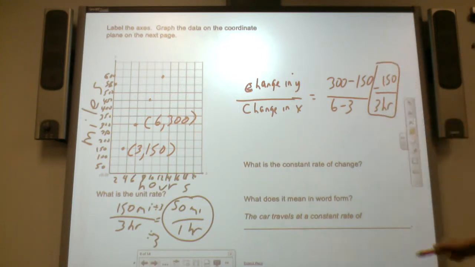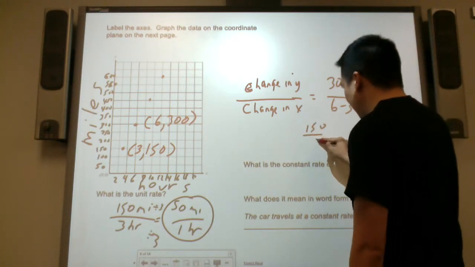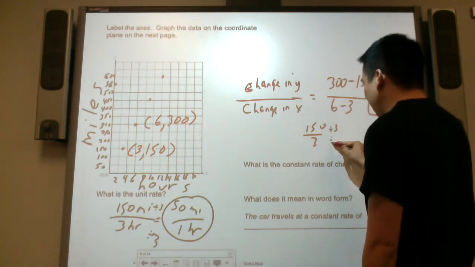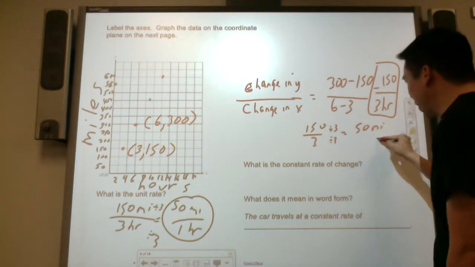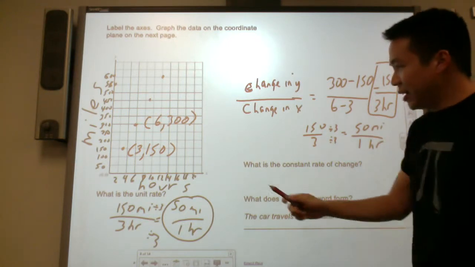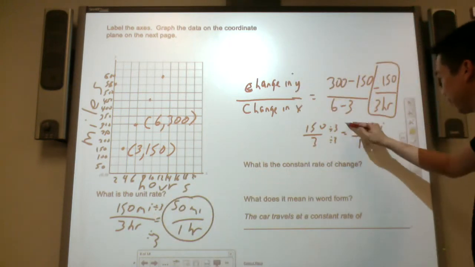So can you break this down? Can you simplify 150 over 3? You can by dividing both numbers by 3. So the rate of change is, again, 50 miles for every 1 hour. That's the unit rate that we just got right there.